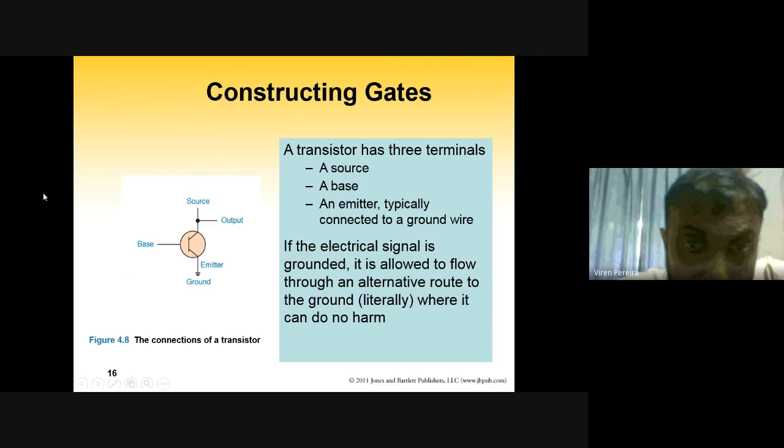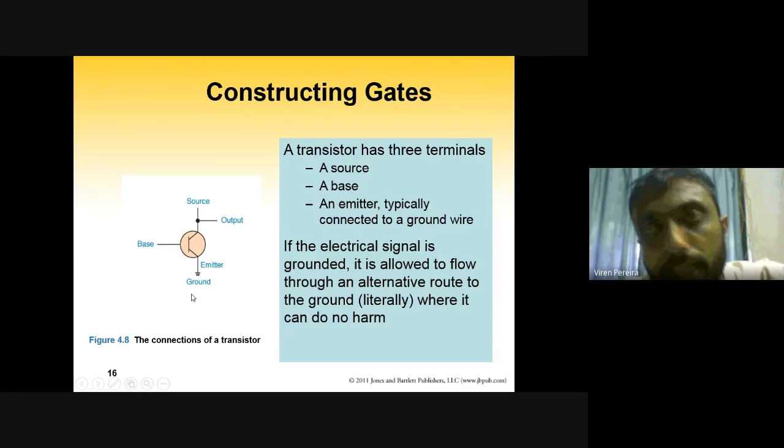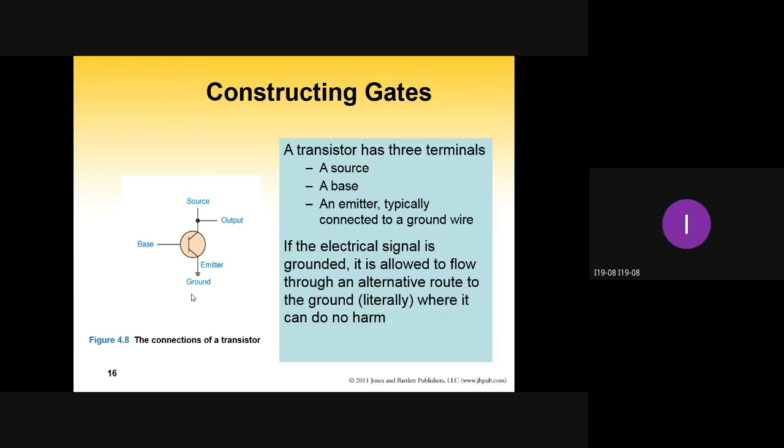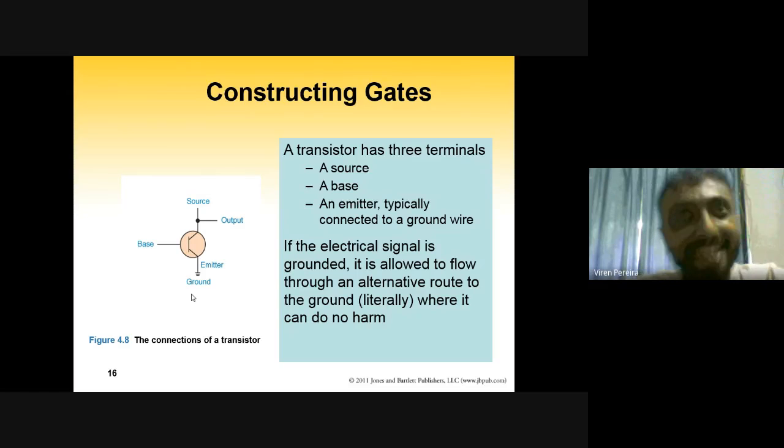So where I was, when this voltage is given here at the base, your source and emitter will short. So if your source shorts to your emitter, all your voltage will be going to ground, and ground, as we know, is 0. Here it is basically ground. If no one is there, you have your ground, which is always there. So all your voltage will be diverted towards your ground.